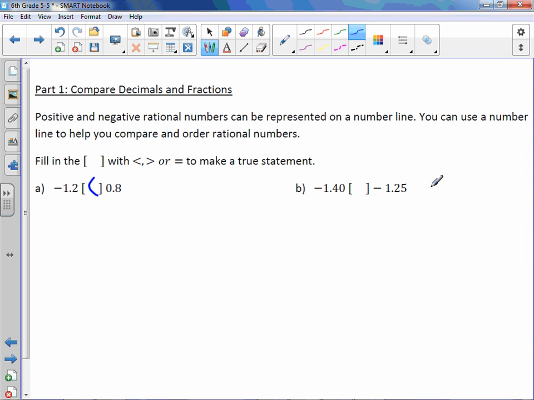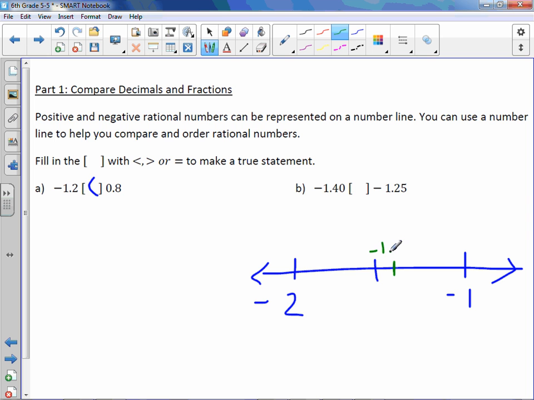Letter B, we have two negative numbers. If you think of a number line, let's draw one down here. We'll do negative 1 and negative 2. This is about halfway, so negative 1.4 is about here. And negative 1.25 is about here. So here we have those plotted on the number line.